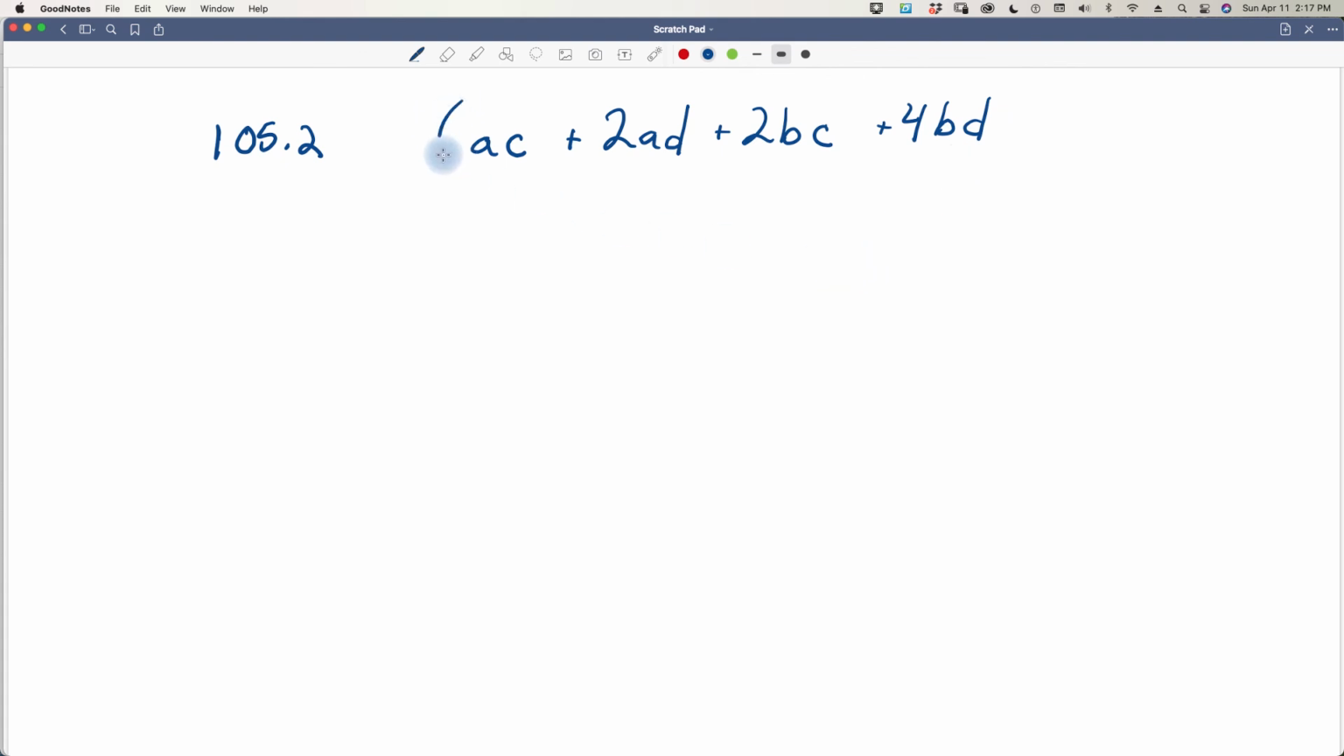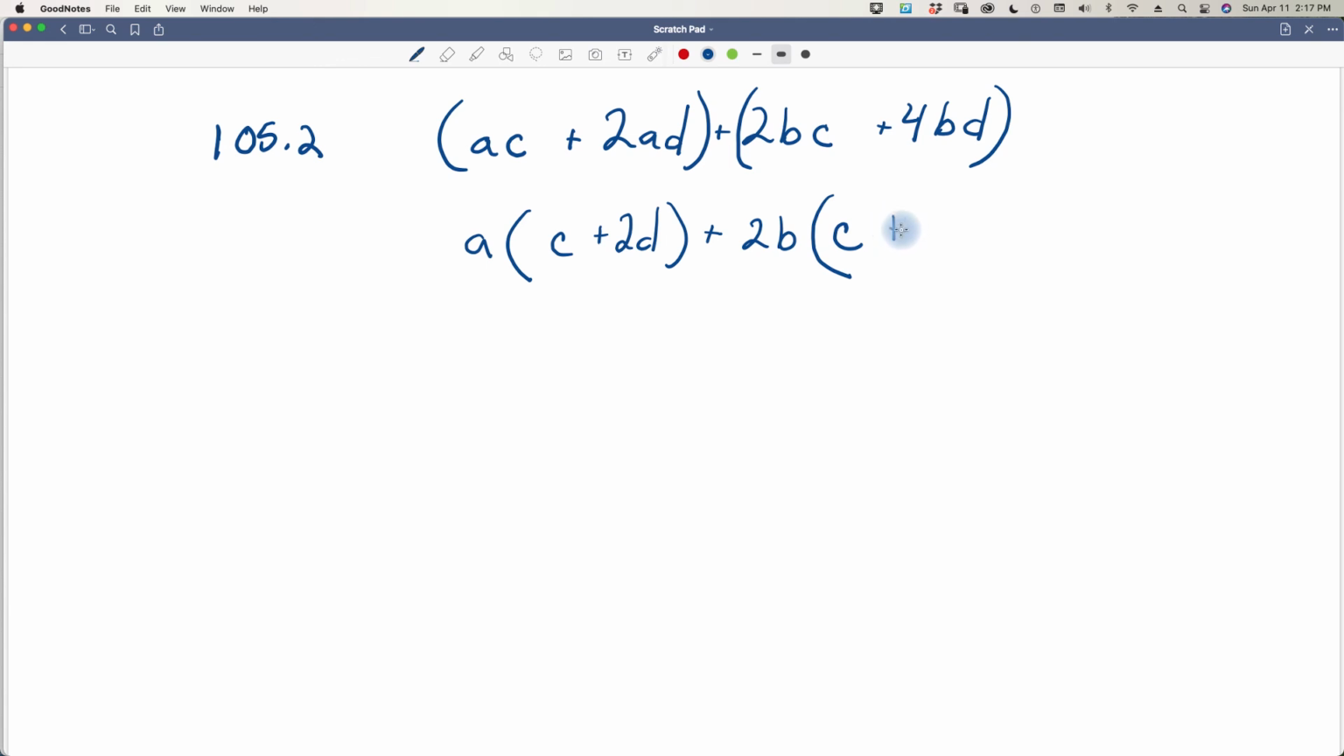All right, so let's group these two in the front, and we'll group these two in the back. We can pull out our a, and we're left with c plus 2d. And we could pull 2 out, and we can also pull a b out, can't we? So we could pull 2b out, and that leaves us with a c plus, and then 4 divided by 2 is 2, and we got rid of the b, and that's d. So c plus 2d is what we have for both of these. So a plus 2b times c plus 2d is the factoring for this expression.